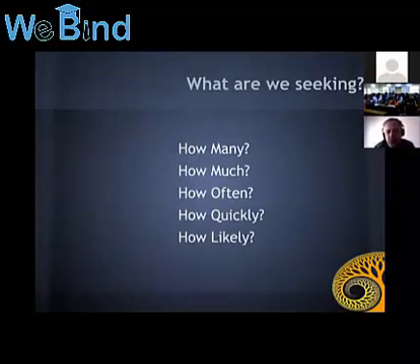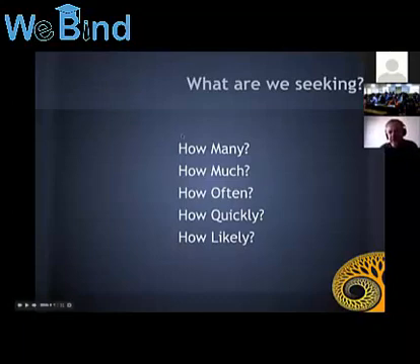And this order of questions actually is also the order of complexity. In other words, doing analysis about numbers of products or numbers of sales or whatever units, or how many, is the easiest type of analysis. And the most complex is how likely, trying to do predictive analysis.